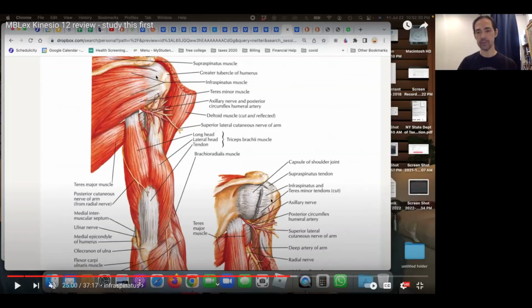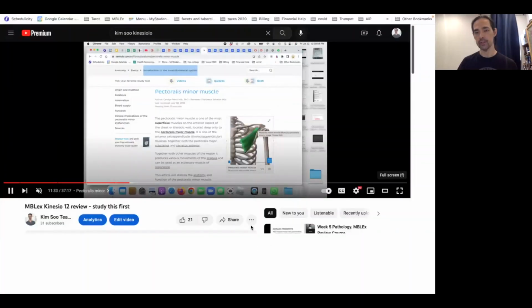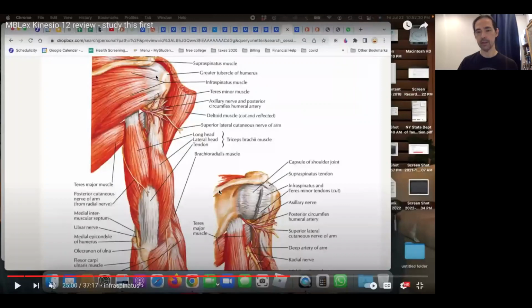And if we strip the muscles away, you can see the tubercle much more clearly. Here's the humerus bone right here. Here's the bump. And then here is the spine of the scapula.